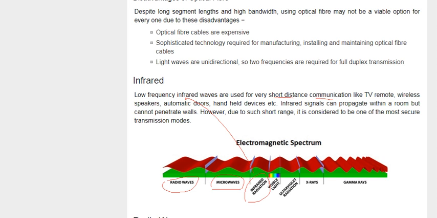Then visible light is there, then ultraviolet light, that is called UV radiation. Then the next type is the X-rays, and the last one is the gamma rays. So these are the different waves of the electromagnetic spectrum, that can be differentiated depending on the wavelengths of light.